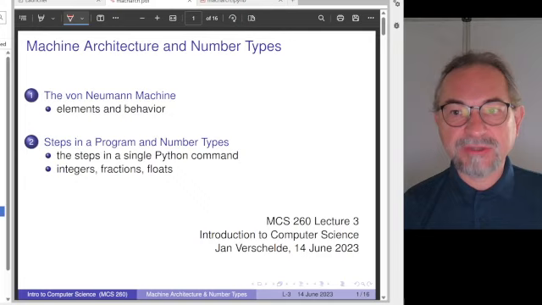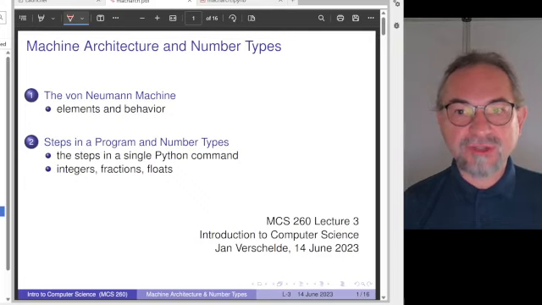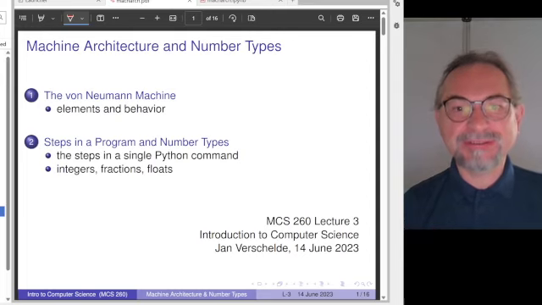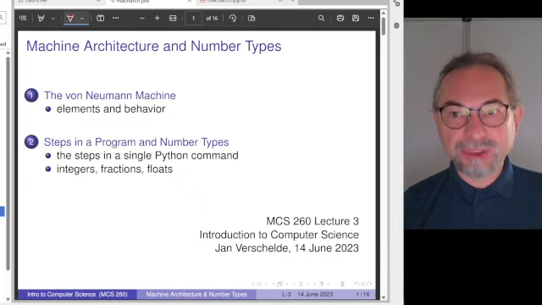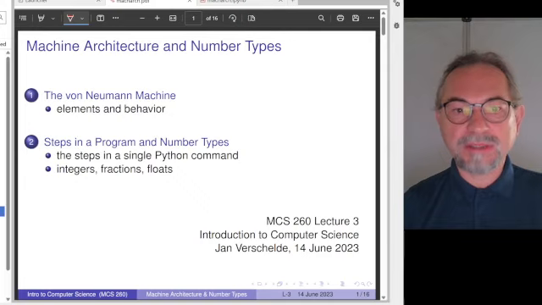What is scheduled for this lecture are aspects of computers called machines, and we will see that every object that we manipulate in Python has a type. Specifically, we will talk about number types.